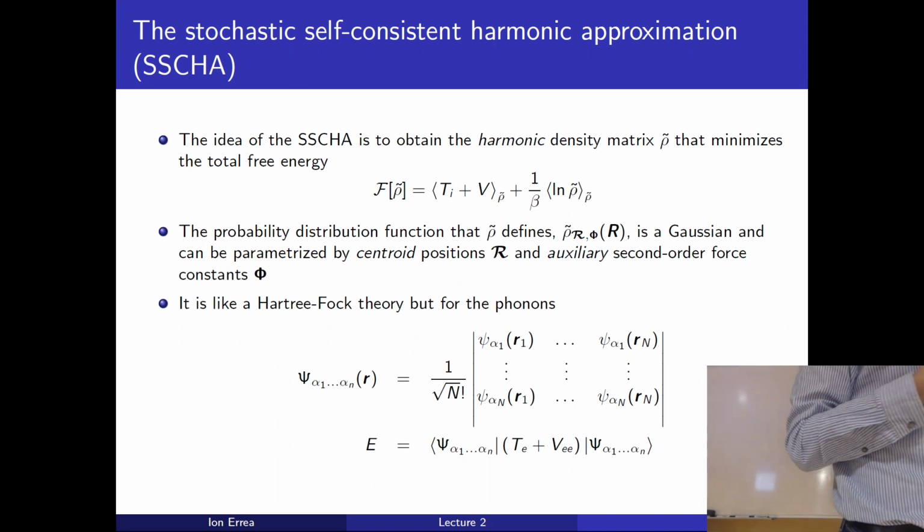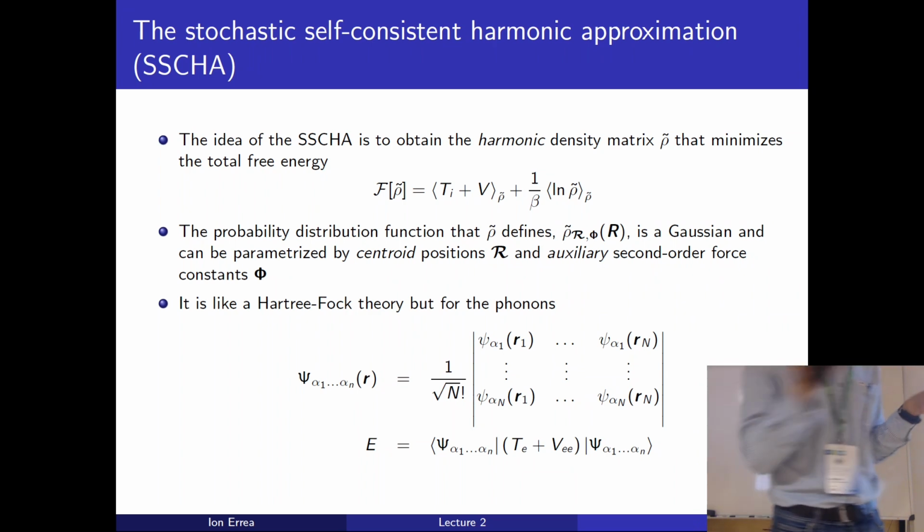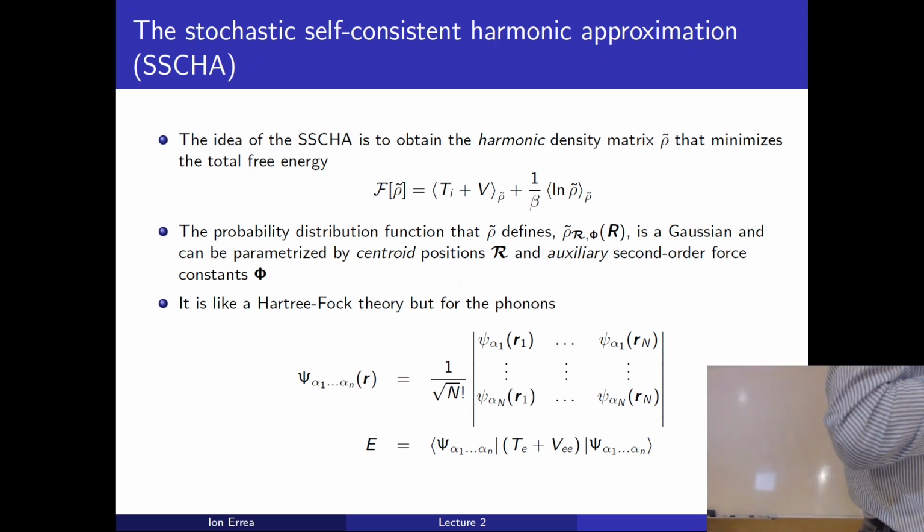So we want to obtain the best harmonic density matrix that gives us the minimum of this free energy. This is the idea. It's just that, okay? That's why it's called self-consistent harmonic. The self-consistent harmonic comes because we are using a harmonic density matrix.